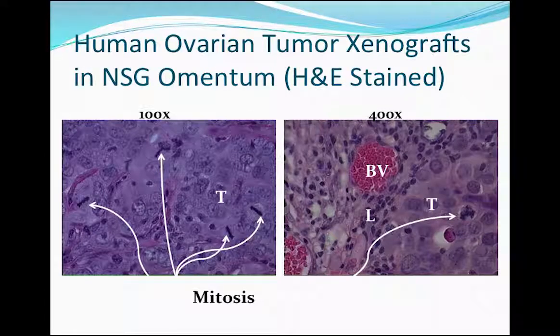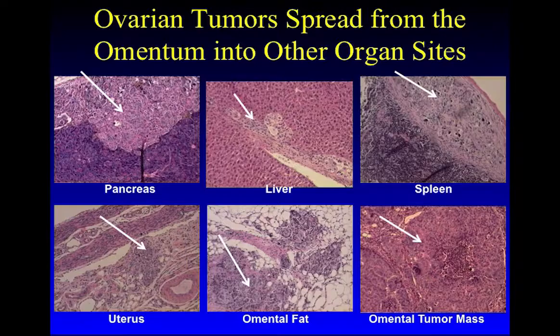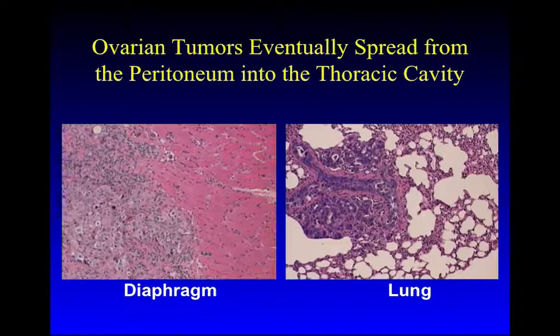This is a histology to show you again that these tumors are very viable. There's mitosis here, and notice they're right in juxtaposition to blood vessels, both the tumor and the lymphocytes, and they're very happy and comfortable here. This is more histology showing these tumors are very well spread throughout the body after they've left the omentum. Here we see tumor on the diaphragm, and in the lung as well.